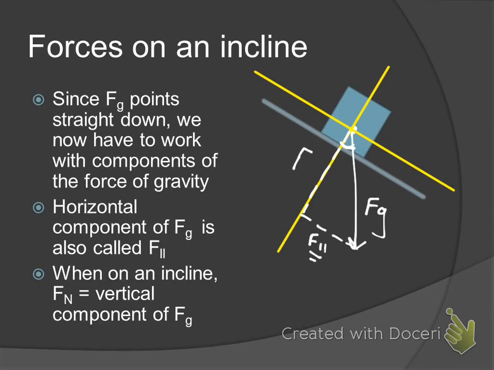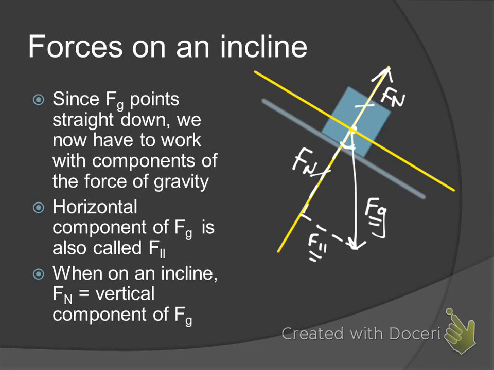The vertical component of our gravitational force, believe it or not, is called the normal force. Because if I have a normal force, which I do because it's on a surface, those two are congruent. Okay? The normal force that we know about is congruent to the vertical component of our gravitational force all the time. Okay? So that's how we solve for normal force in inclined planes. We find the vertical component of that gravitational force.